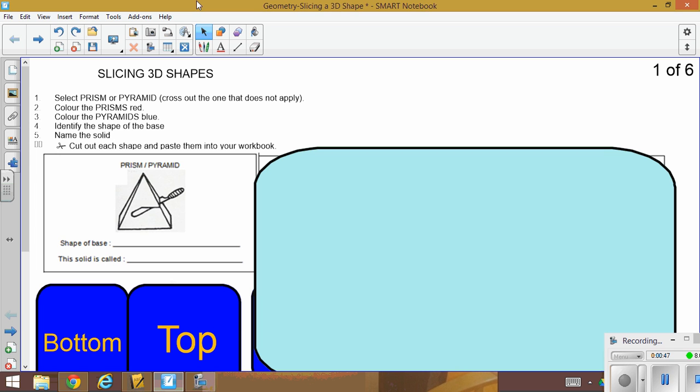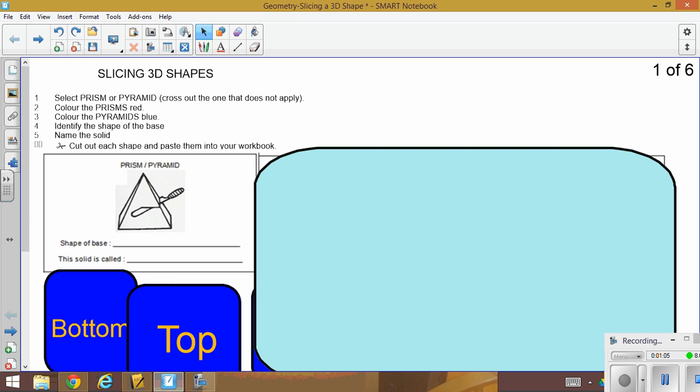Well, before we cut, we have a base that's rectangular, okay? And the entire solid is called a rectangular prism. All you need to do here is just watch and observe. You have to take absolutely no notes at all.